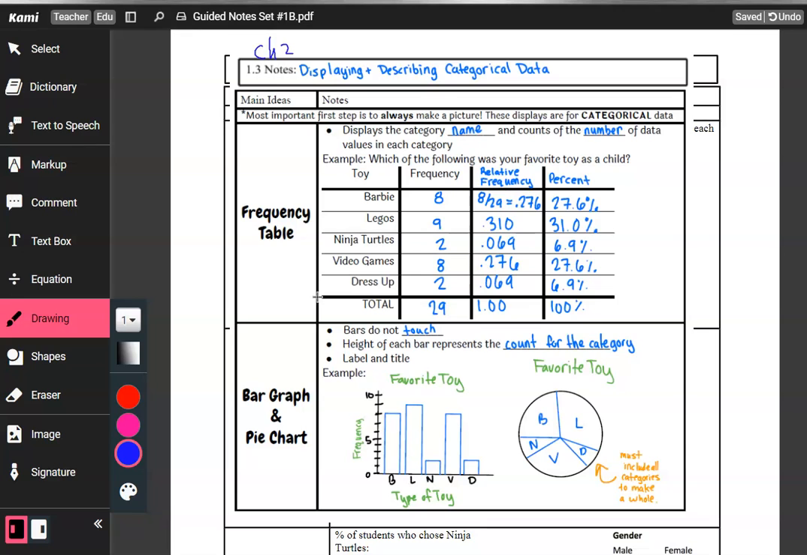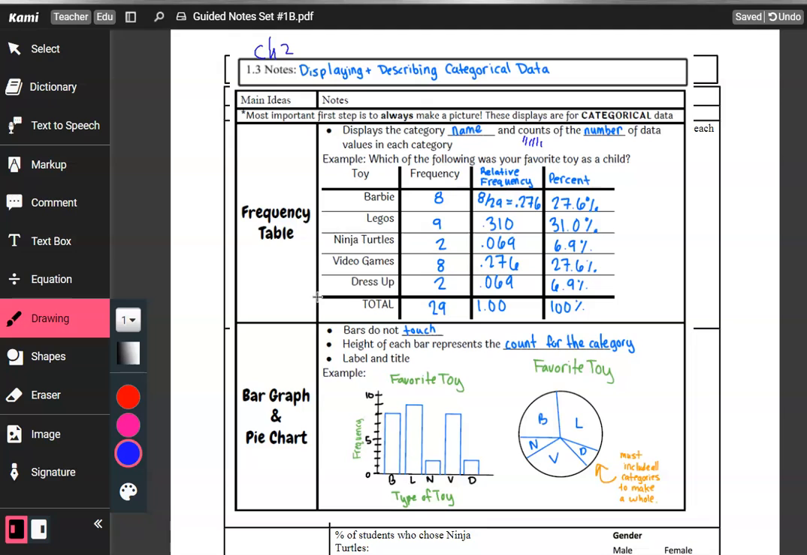So to fill in the gaps here, this displays the category name, so frequency tables. The first one here is a frequency table. It displays the category name and counts, so like tallies, like if you were to tally the number of data values in each category. Example number 1, which of the following was your favorite toy as a child?